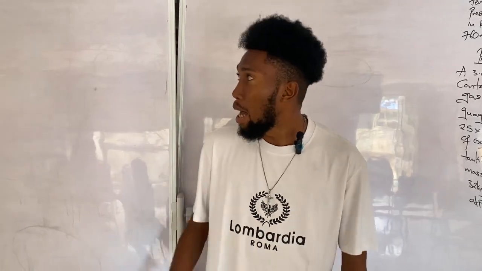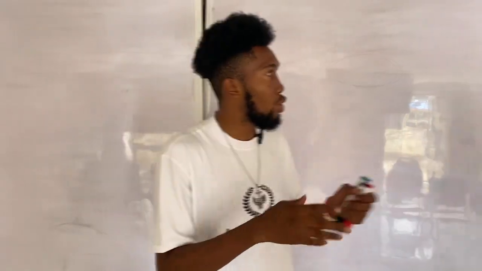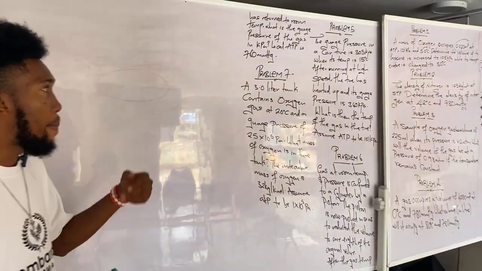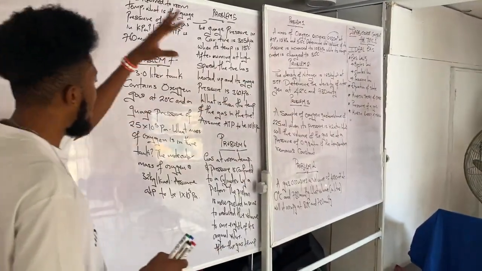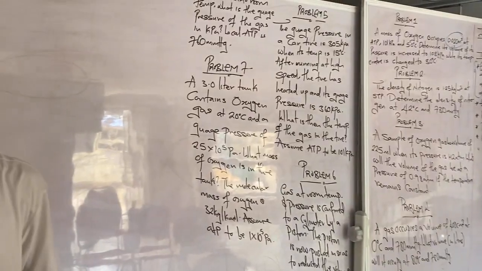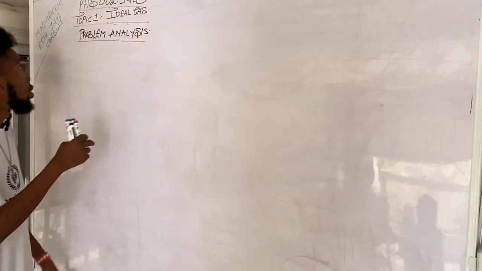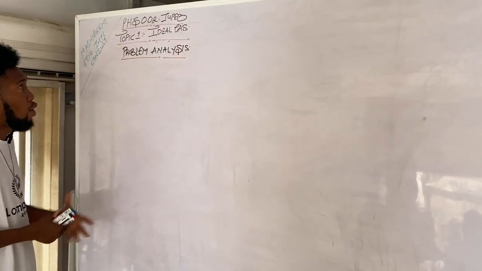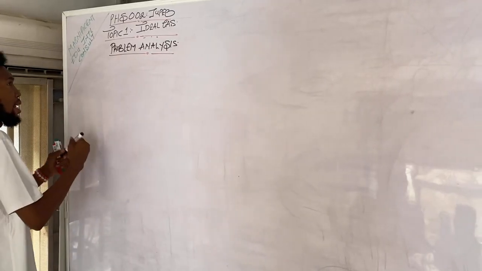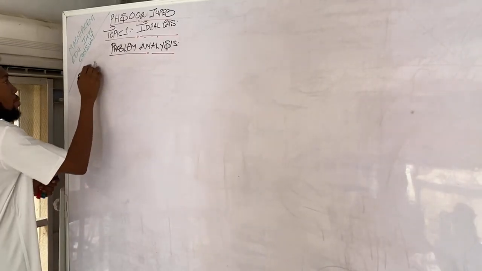Okay, good. So we have a number of questions already written out, extracted from the recommended text and some past question extracts on JUPEB. We have 7 problems, and we're going to be analyzing them now. So let's go right there. Problem analysis on ideal gas. Let's look at the first problem, problem analysis 1.